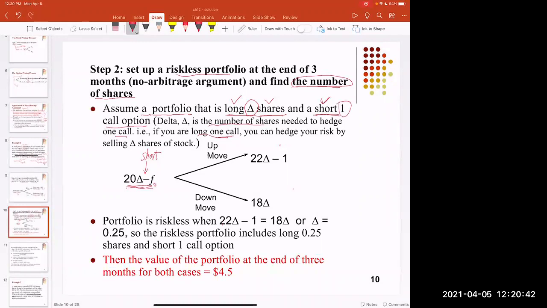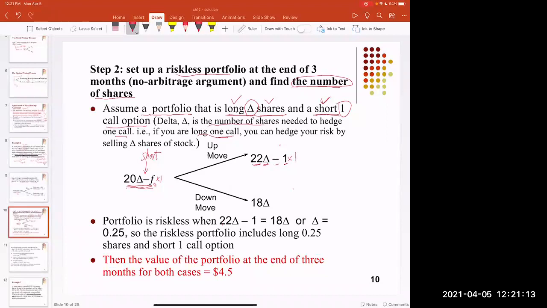So basically F times 1, right? Okay, so that's the value of portfolio today. And the value of the portfolio at the expiration day, same thing. We do stock price 22 times number of shares and minus 1, because this is the value of the option at the expiration day, right? And we have one option, so 1 times 1 equals 1.